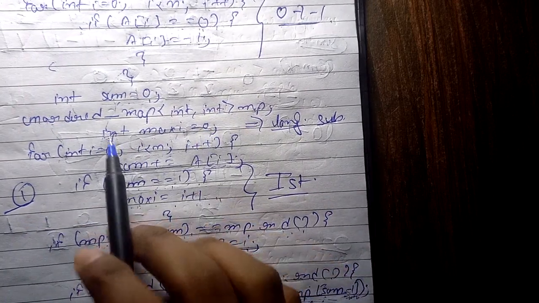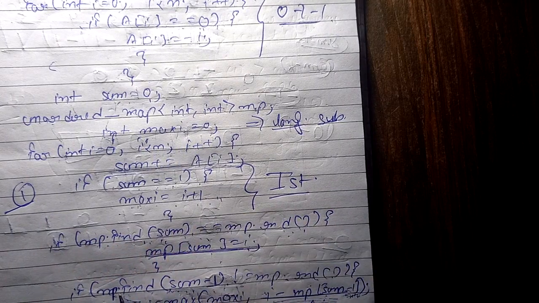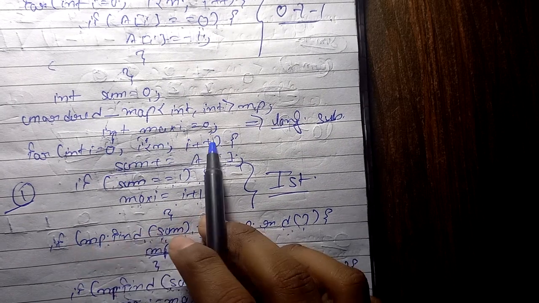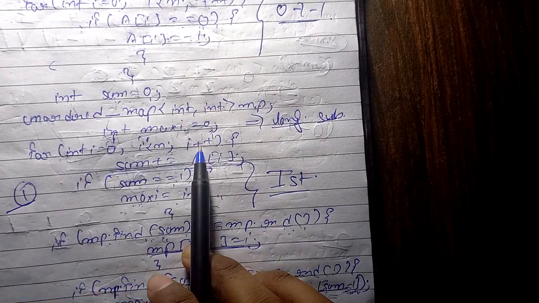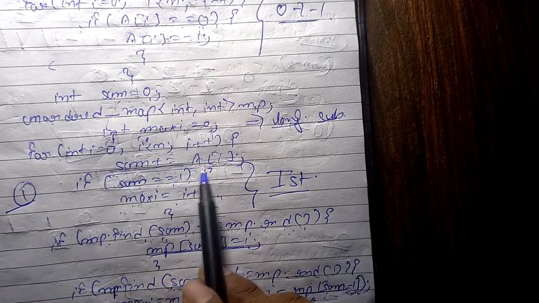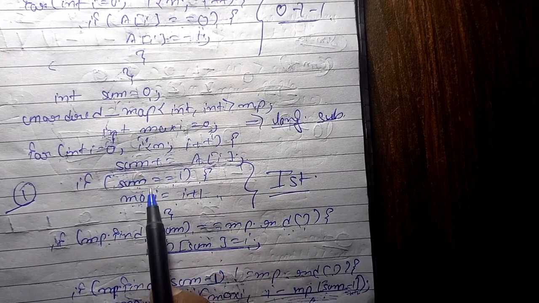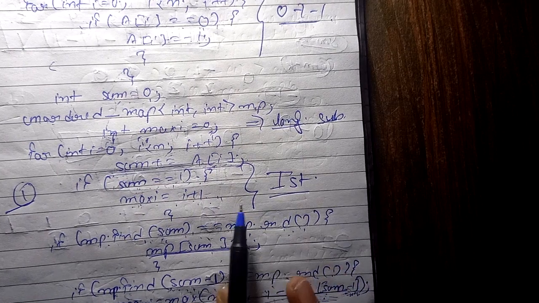What will this particular integer do? It will give us the maximum length of the subarray, because there could be many subarrays which have a sum equal to 1, but we need to find the maximum. So int maxi equals 0 will keep track of the longest subarray length. Now I have done the for loop, and this is my current sum plus equals a[i]. Whenever I get the sum equal to 1, I update my maxi to i plus 1. This is my first condition.